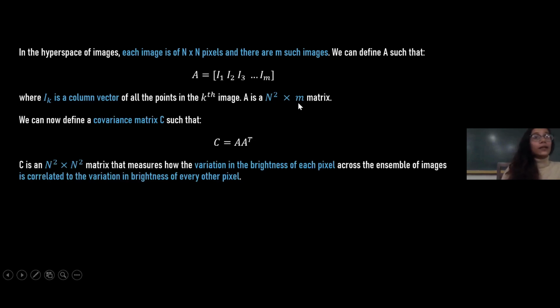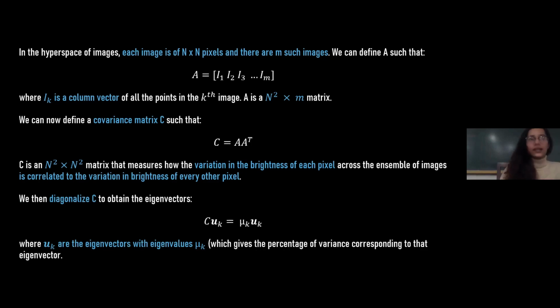Now we can define a covariance matrix C as AA transpose, and the dimensions of that will be n squared by n squared. This measures how the variation in the brightness of each pixel across the ensemble of images is correlated to the variation of brightness in every other pixel. To put it simply, this is just a huge matrix of all the correlations possible in my data set, how every pixel is correlated with every other pixel. Now I just diagonalize this, and I hope everyone knows basic linear algebra. So C uk is equal to mu k times uk, where uk is my eigenvector and mu k is the corresponding eigenvalue. The eigenvalue gives the percentage of variance corresponding to that eigenvector. So if the eigenvalue for that eigenvector is high, it accounts for more variance in my data set, and if the eigenvalue is low, it accounts for lower variation in the data set.